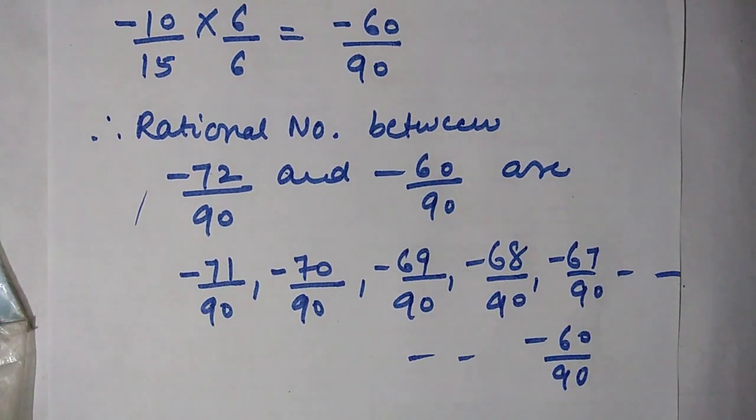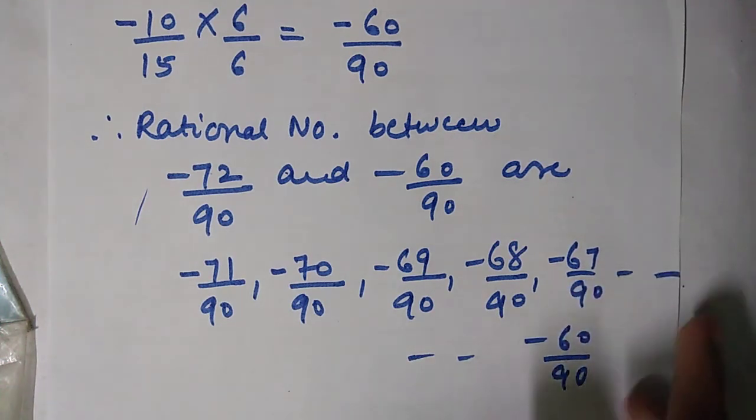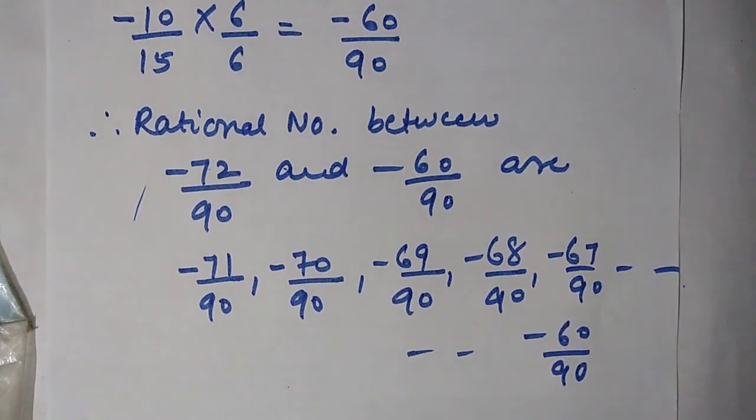As we have to find only 5 rational numbers but we have found more than 5, you can write only 5 and then put dashes. Okay, so this is how you can find rational numbers. In the case of fractions, first we take the LCM, then make the given fractions' denominators equal to their LCM. Then we follow the same procedure as we did in part 1. So this is your question number 1.